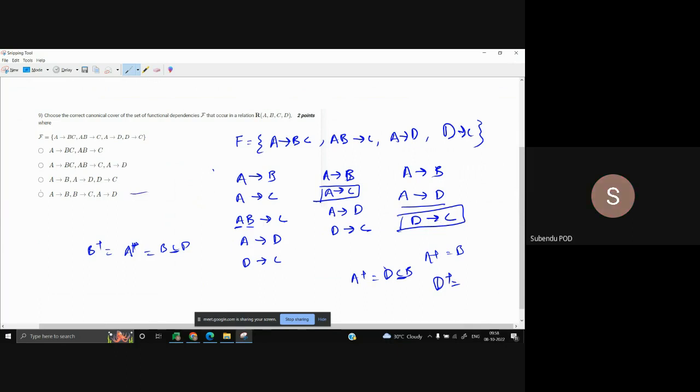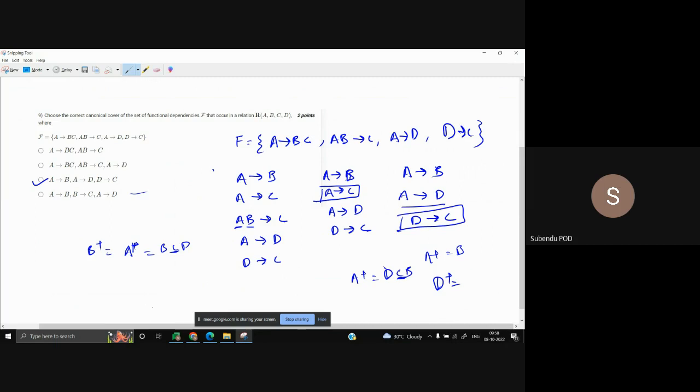So you can say, sorry, this is A determine B, A determine D, and D determine C. After this, the canonical cover is clear for everyone, right? So now it is clear. We just have to do those three conditions, and that's it. Everyone is following, right?